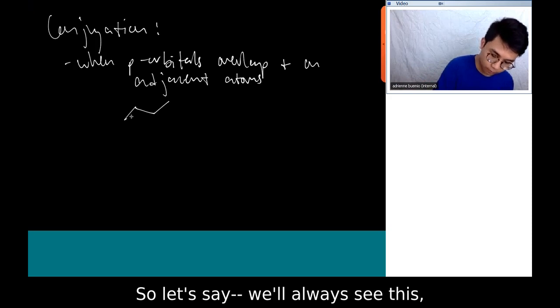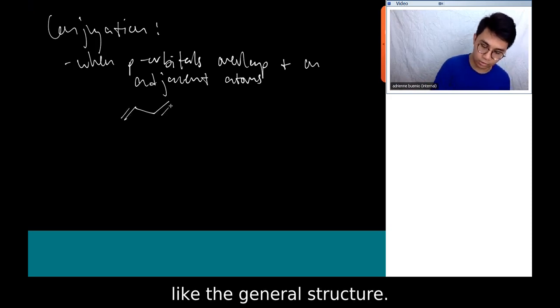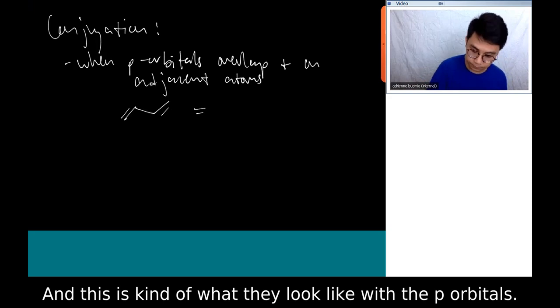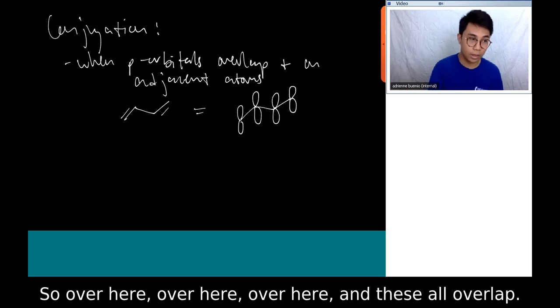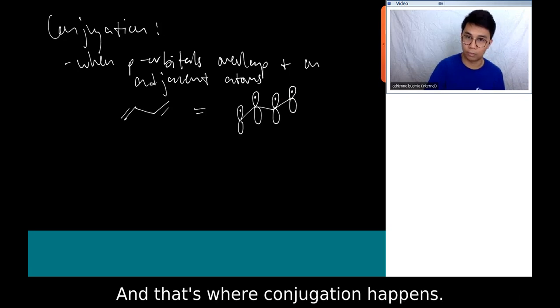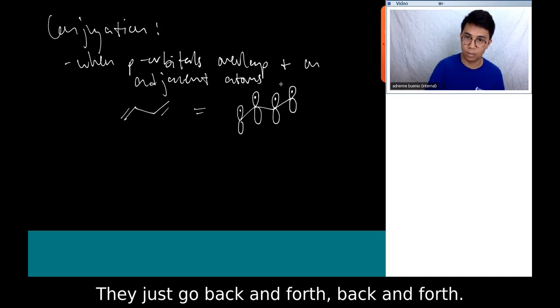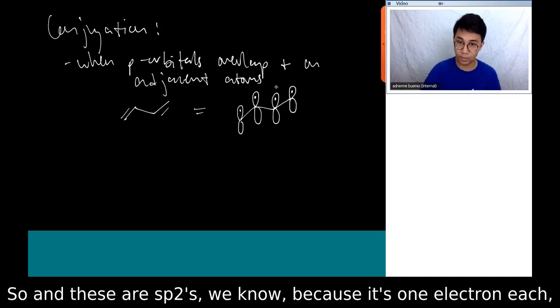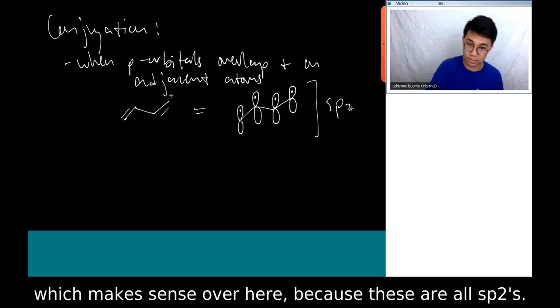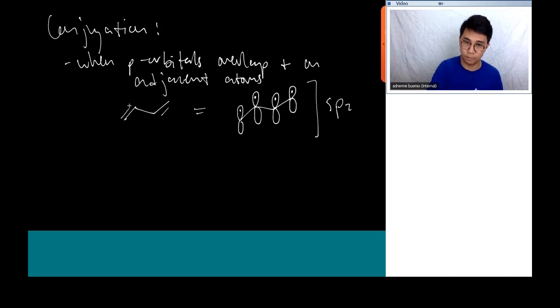We'll always see this general structure, and this is what they look like with the p orbitals. So over here, over here, over here, and these all overlap, right? And that's where the conjugation happens. So it just goes back and forth. And these are sp2s, we know because it's one electron each, which makes sense over here because these are all sp2s, right?